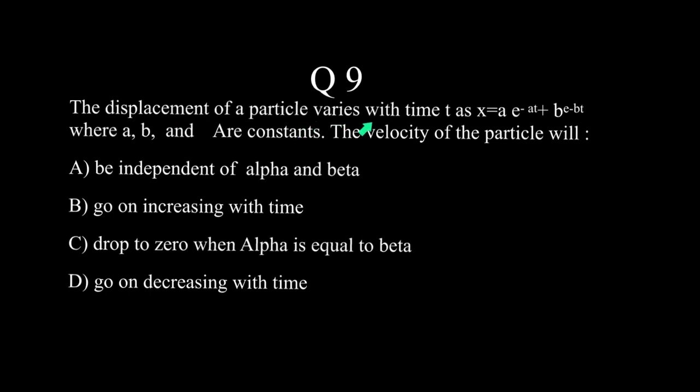The displacement of a particle varies with time t as x is equal to a e raised to minus alpha t plus b e raised to beta t, where a, b, alpha and beta are constants. The velocity of the particle will be: independent of alpha and beta, go on increasing with time, drop to 0 when alpha is equal to beta, or go on decreasing with time.